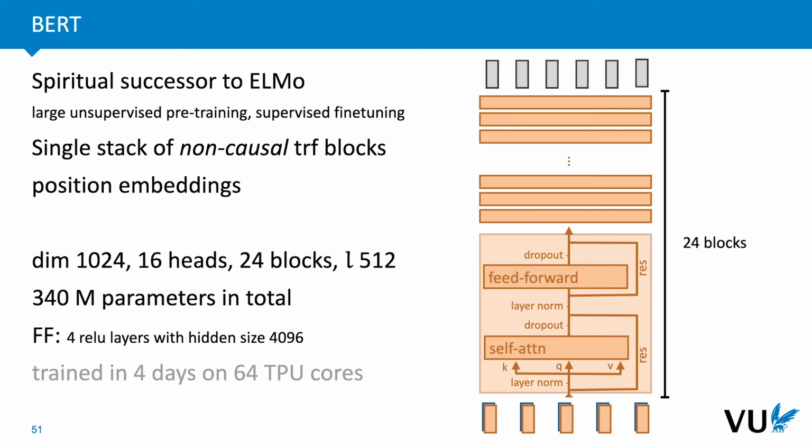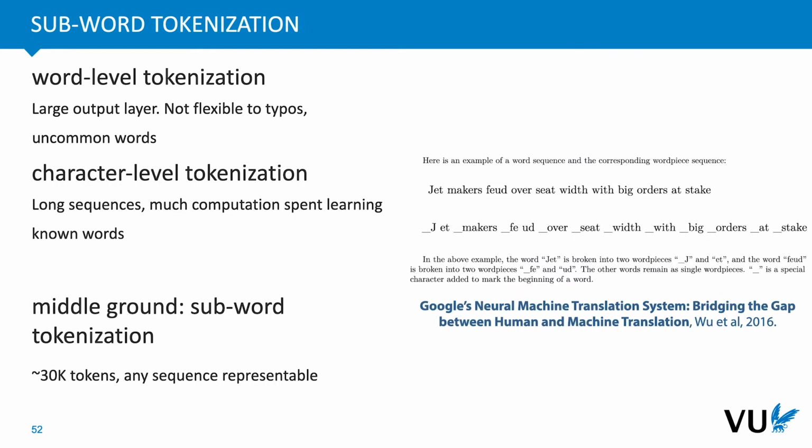Now with BERT, there are a few interesting additional features to look at. And the first is the way the input sequence is tokenized. So far we've looked at word level tokenization, where we try to split the input sequence into its constituent words as well as possible. This results in a very large output layer because we end up invariably with a very large vocabulary. And it's not flexible to typos and to uncommon words because most likely these will be outside our vocabulary and we have to replace these with a special token that signifies that this is an unknown word.